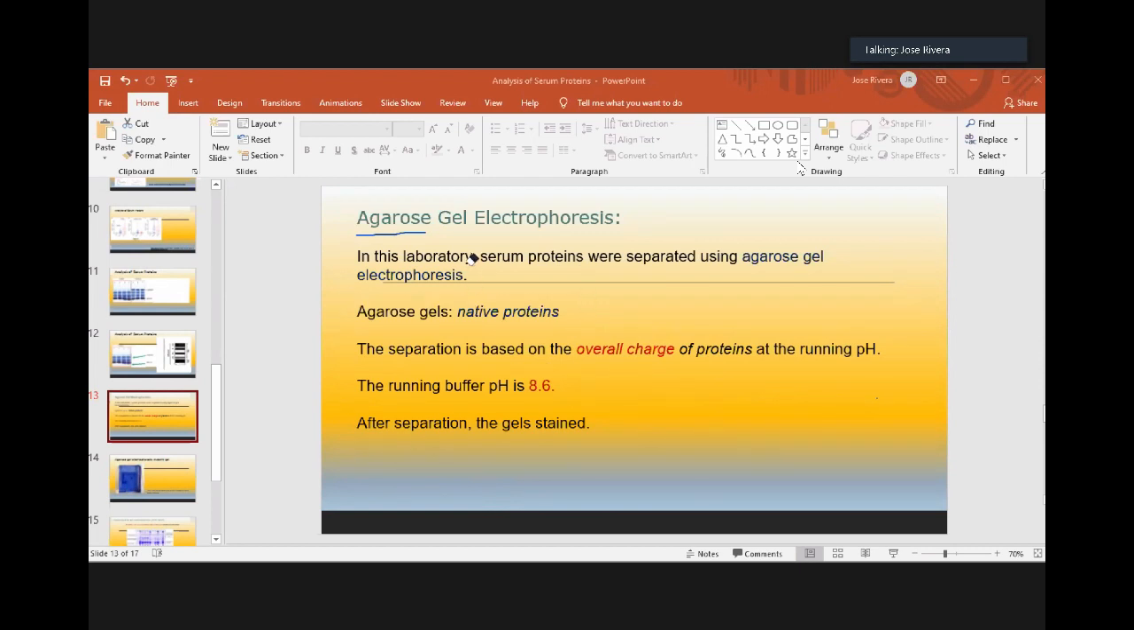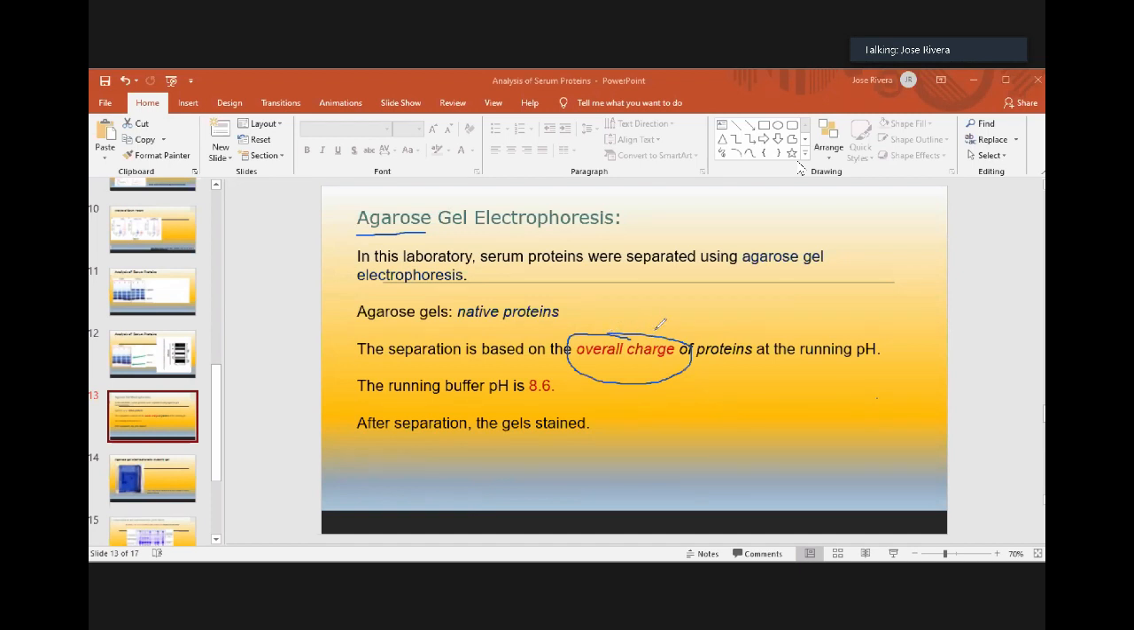So the separation here, like I already told you, is by charge. Okay, so the more negative, the faster they're going to move. So this is what we were supposed to do last year. We run an agarose gel of different sera from different animals, and then you stain the gels for proteins. Usually you stain them with Coomassie blue. Okay, so this is what we were going to do in the lab.